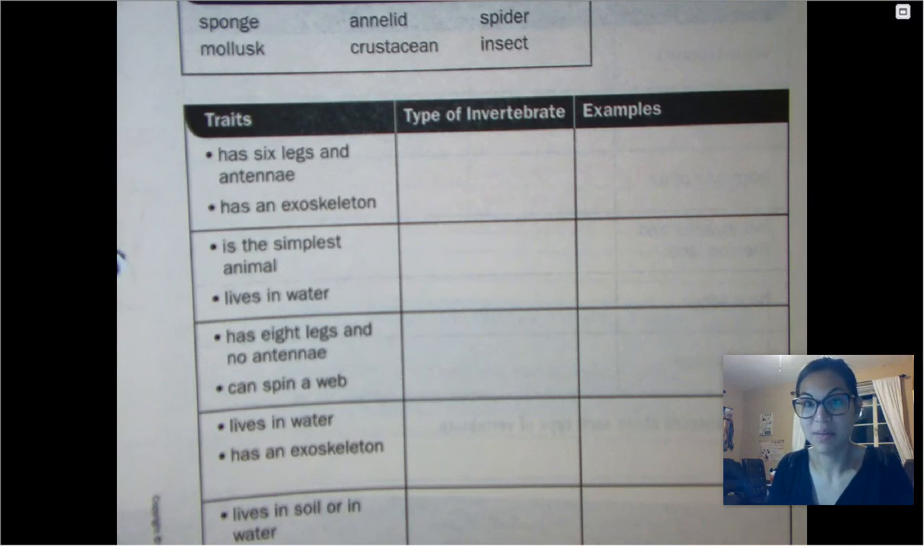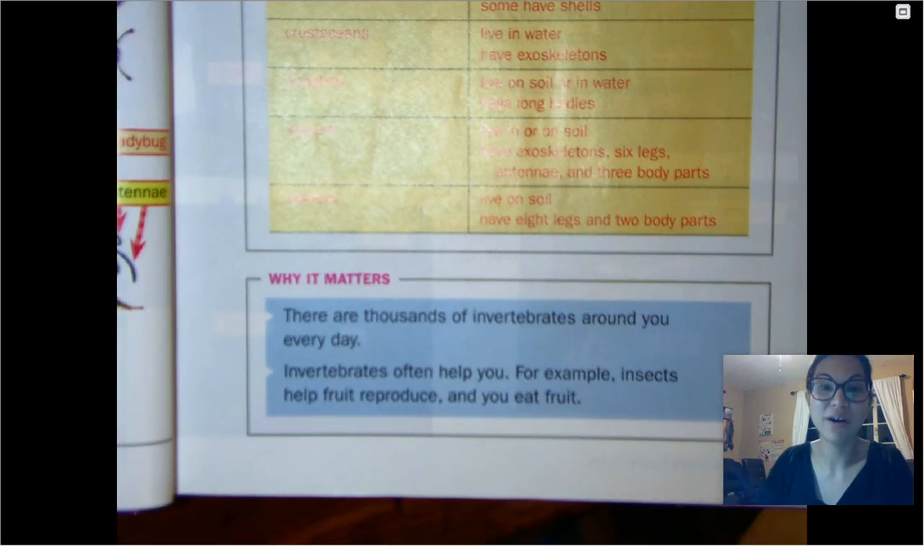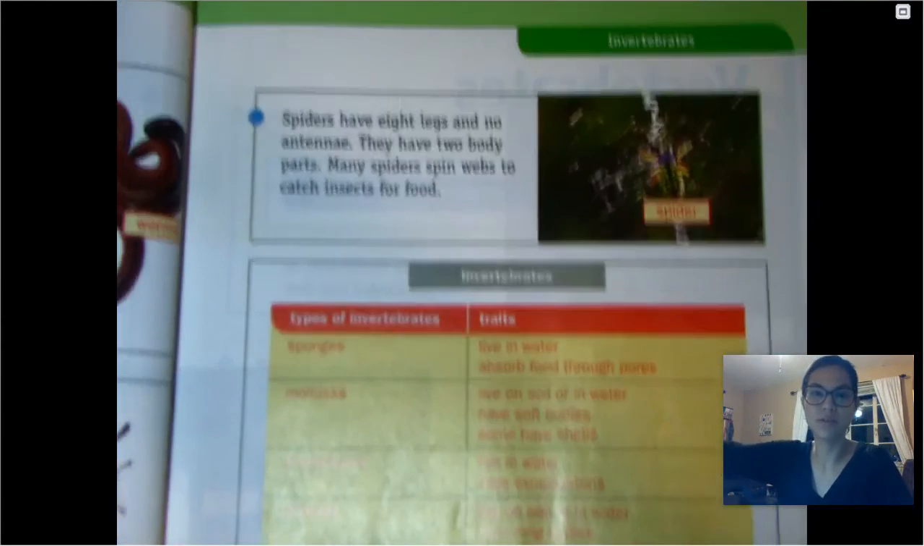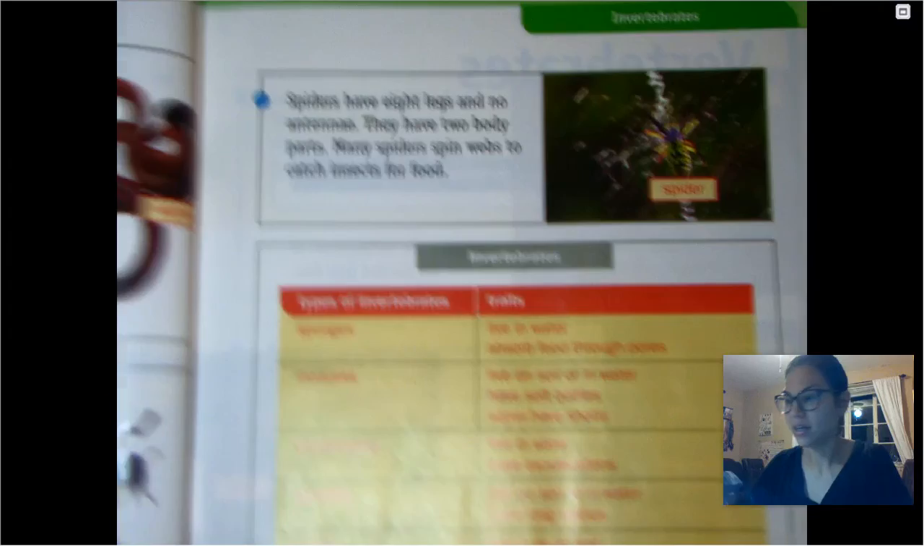So again, I just want to make sure that you're learning through this whole virtual learning process, and that you are doing the best work that you can, which I know all of you are. I'm just going to point this back down right here.